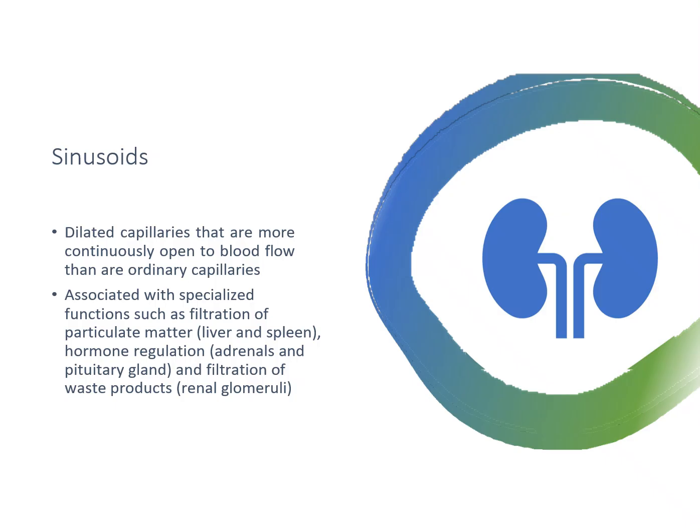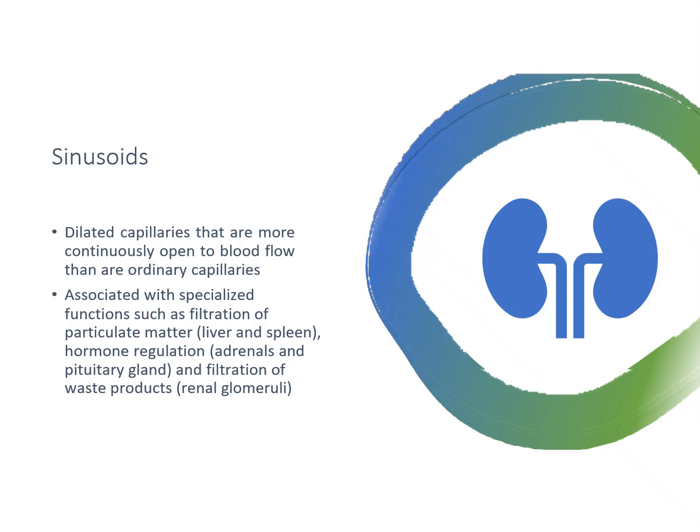Sinusoids are dilated capillaries that remain more continuously open to blood flow than ordinary capillaries. Their walls are thin, irregular, and much more permissive. If regular capillaries are controlled doorways, sinusoids are more like open archways. This structure allows sinusoids to support specialized functions that standard capillaries simply can't handle. So let's talk about where we find them and why.